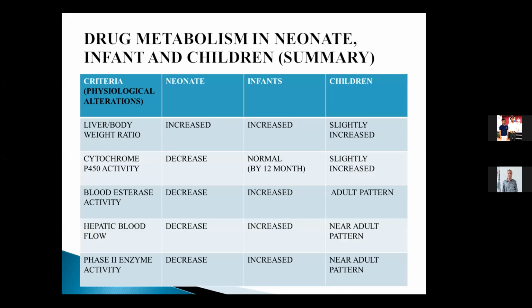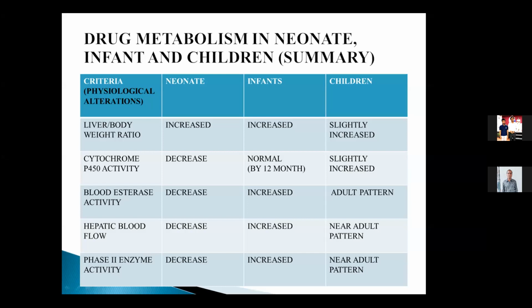This is the summary. The physiological alterations are liver to body weight ratio, cytochrome P450 activity, blood esterase activity, hepatic blood flow, and phase 2 enzyme activity. For neonates, infants, and children, the liver to body weight ratio increases in infants, also increases, and slightly increases in children. Cytochrome P450 activity decreases in neonates, is normal by 12 months in infants, and slightly increases in children. Blood esterase activity decreases in neonates, increases in infants, and reaches the adult pattern in children.